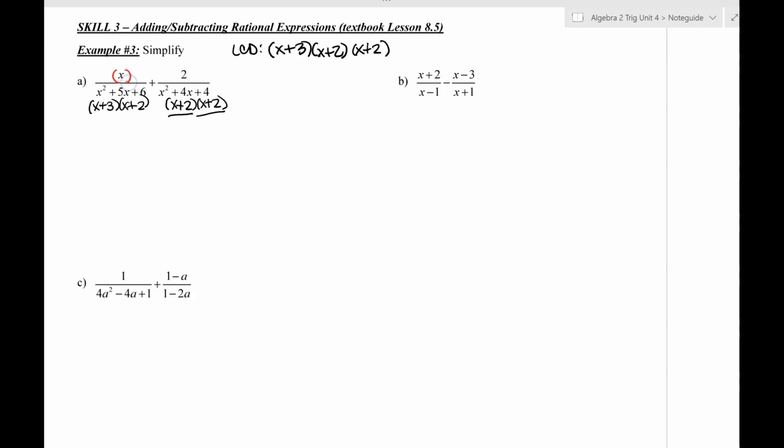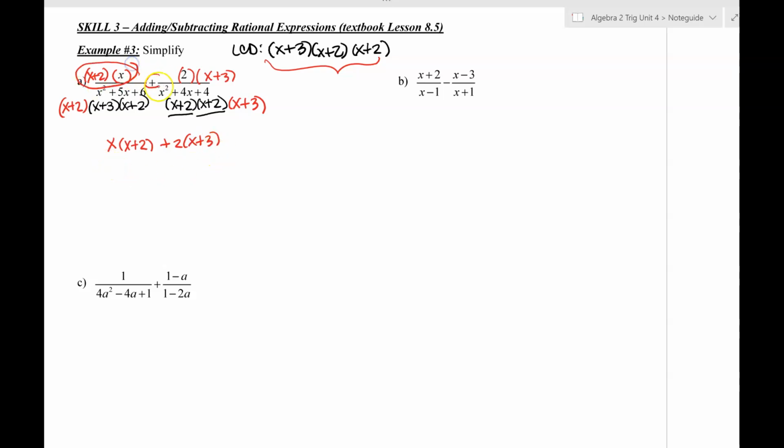So I'm going to multiply the first fraction by x plus 2 in the numerator as well as the denominator, because that's the factor it's missing to create this common denominator. In the second fraction, it's missing a factor of x plus 3 to create that common denominator, so I'll multiply in the numerator and denominator of that fraction. Now we can do that because it's like we're just multiplying a fraction by 1, because the numerator and denominator match. Now what we have is x times x plus 2 plus 2 times x plus 3.